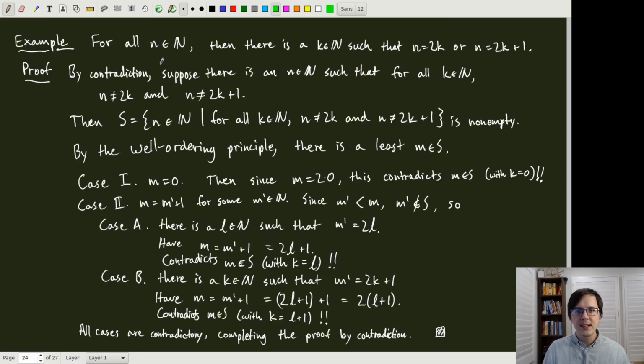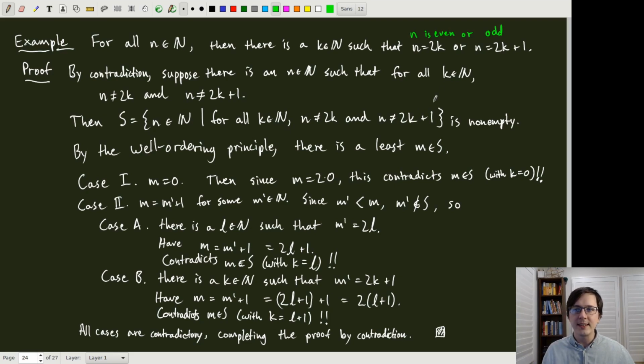Okay, so I want to show you some examples of some of these principles. The first one is that for all n in the natural numbers, there's some k such that n equals 2k or n equals 2k plus 1. Or in other words, n is even or odd. That would be a nice thing to know, right? The way that we're going to prove this is through well ordering.